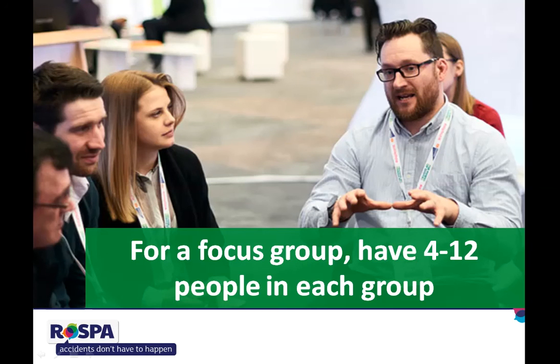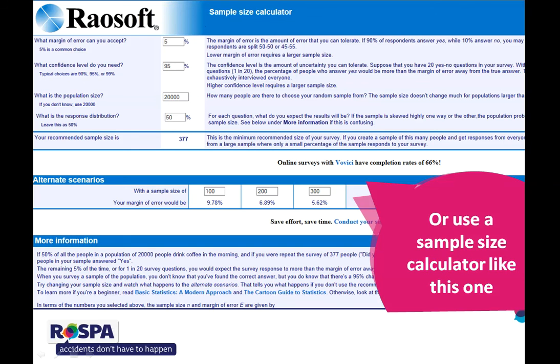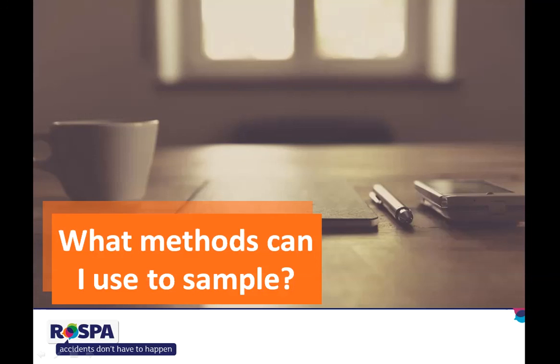For focus groups, you should aim for between 4 and 12 people in each group. You might choose to only do one focus group, but this is fine. This is because qualitative data aims to get a more in-depth understanding and is less concerned with being representative of the general population. As a rule of thumb, you can stop collecting data when the same themes keep coming up over and over again. You could also use an online sample calculator such as this one.